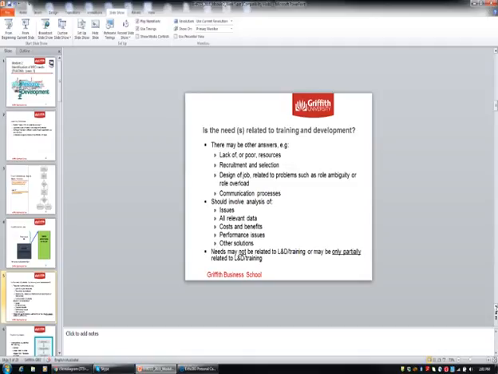Because generally speaking, individuals don't want to have the stress of not performing well. So that's a cost to the individual and to the organisation. What are exactly the performance issues, and are there other solutions? So needs may not be fully related to HRD, but they could be partially related to HRD, so there might be some sort of combination of job design and training and development that needed to occur.